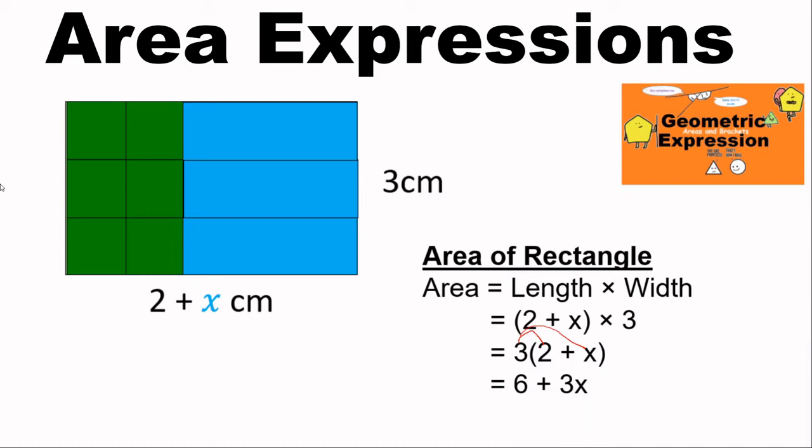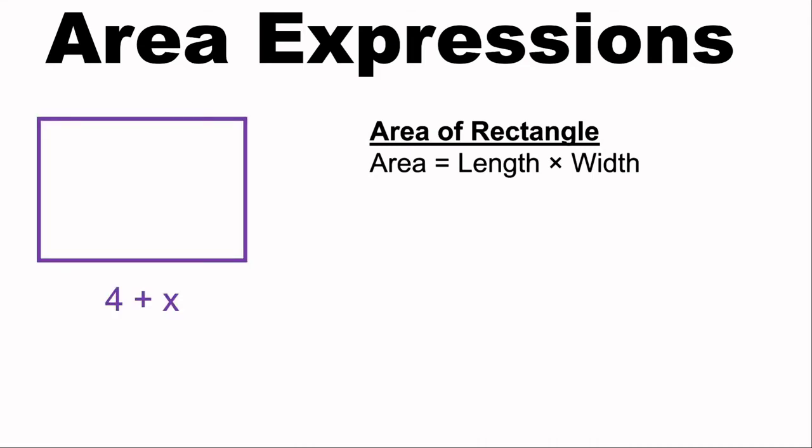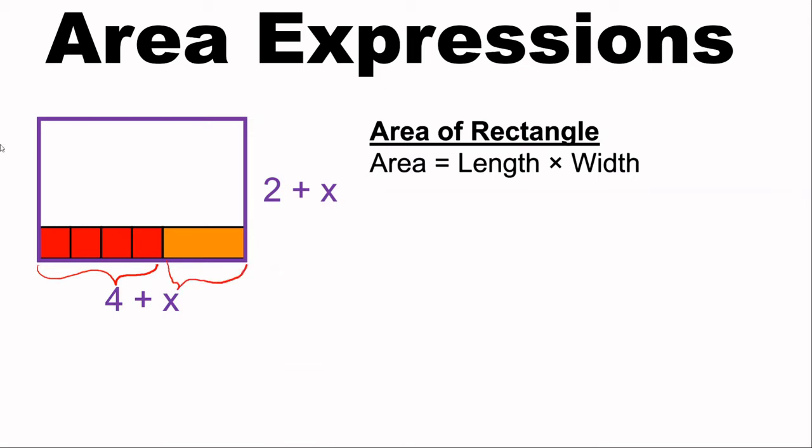Let's try a more advanced question where we're multiplying 2 sets of brackets together. Remembering that the area of a rectangle is length times width, let's work out the area of this rectangle, where the length is 4 plus x and the width is 2 plus x. First, I'll show you that graphically. So 4 centimeters plus x centimeters. Let me label that for you. So there's my 4 centimeters, and there's my x centimeters.